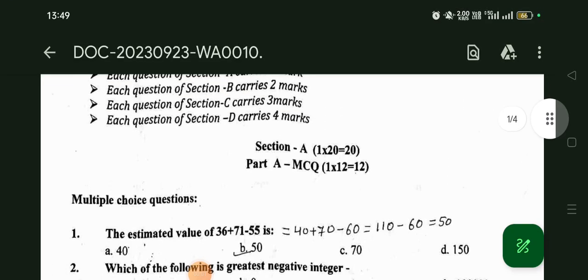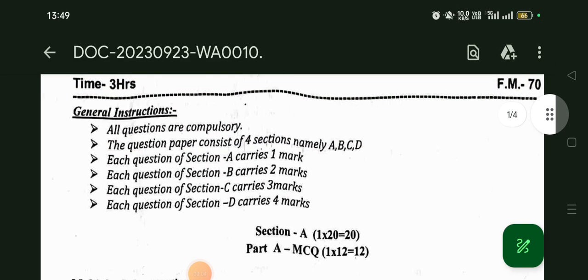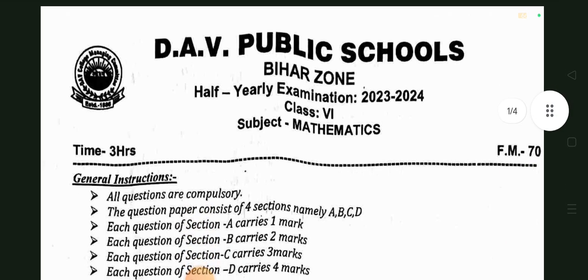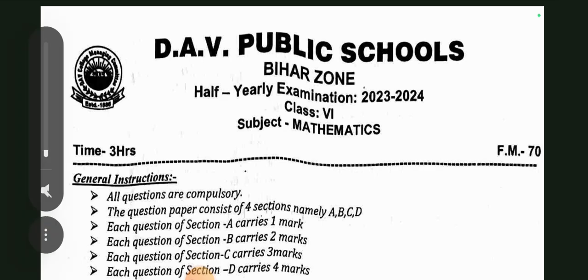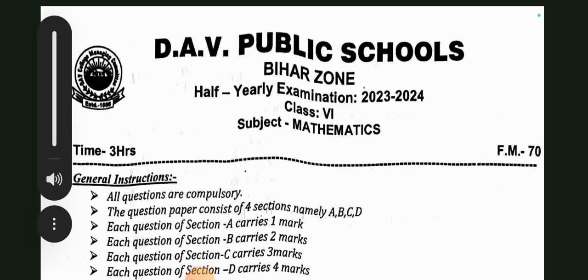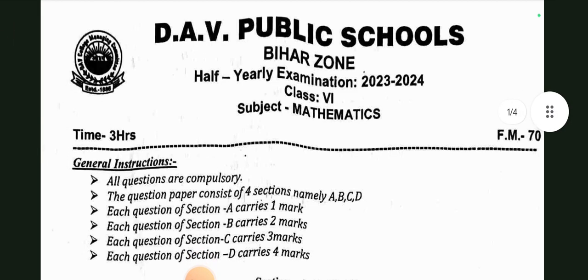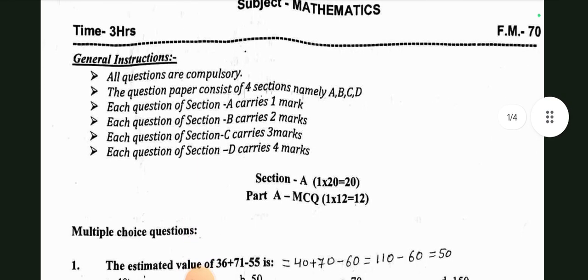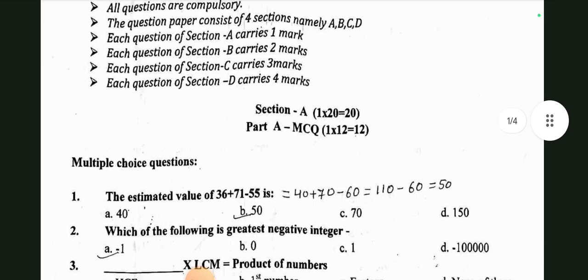Namaste to all. Here is the question paper of class 6 of DAV Public School half yearly examination of mathematics. Here are the questions in 4 sections A, B, C and D. Each question of section A is of 1 mark, section B of 2 marks, section C of 3 marks and section D of 4 marks. Then MCQ type questions in section A.